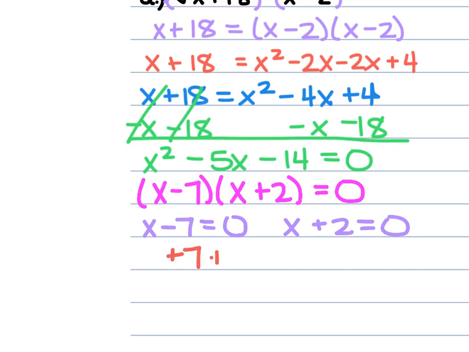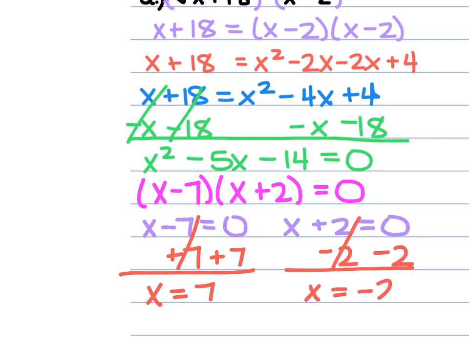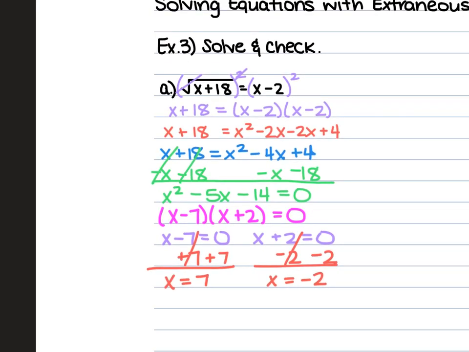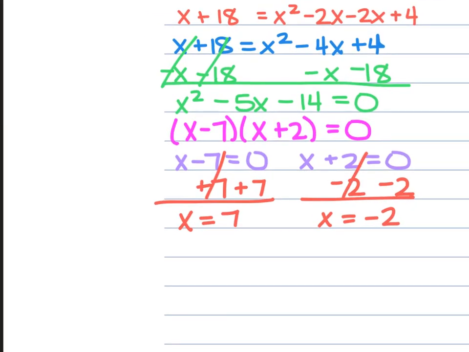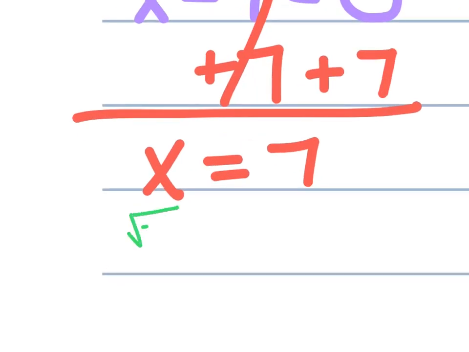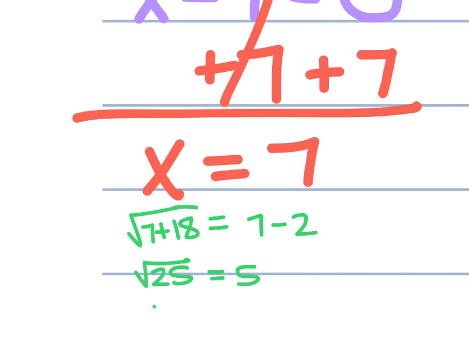We're going to move the 7 over by adding it. We have x is equal to 7. We're going to move the 2 over by subtracting it and have x is equal to negative 2. You need to check these. When we check, we're going to plug the 7 in. So we're going to have the square root of 7 plus 18 is equal to 7 minus 2. 7 plus 18 is going to give us 25. So that's the square root of 25 is equal to 5. And that is 5 is equal to 5. So this x is equal to 7 is a solution.